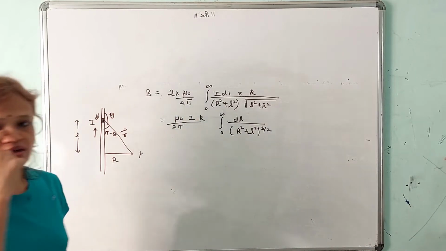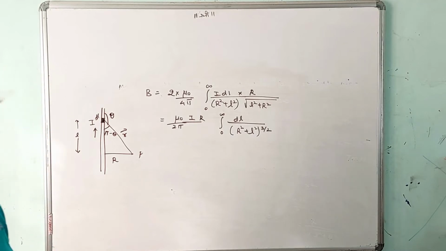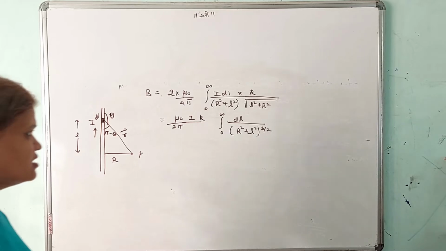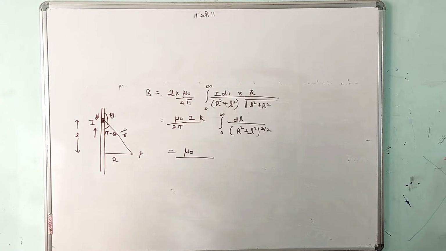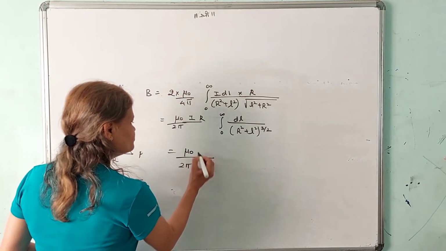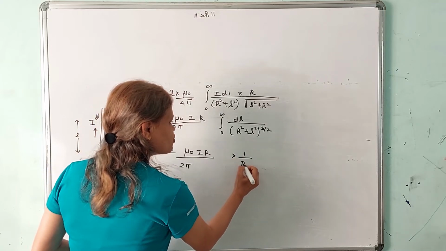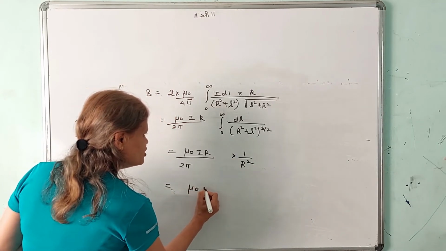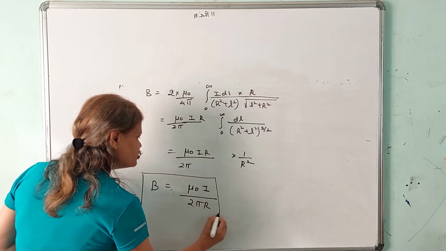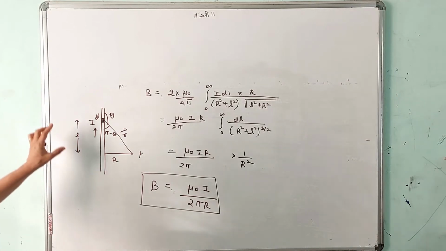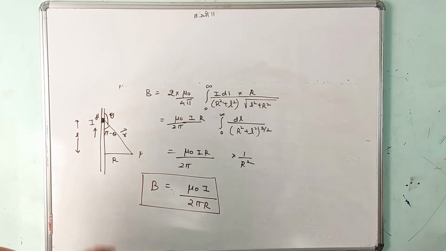Now this integration can be solved by substituting L as R tan theta, but in the derivation you need not show that, you can directly write the answer. If you want you can do it and see whether you get the answer. You have to just substitute L as R tan theta, the substitution method. Then the limits also change, and that gives you 1 by R square. So the formula is mu naught I by 2 pi R. So this is the magnetic field due to a long, infinitely long current carrying straight wire.